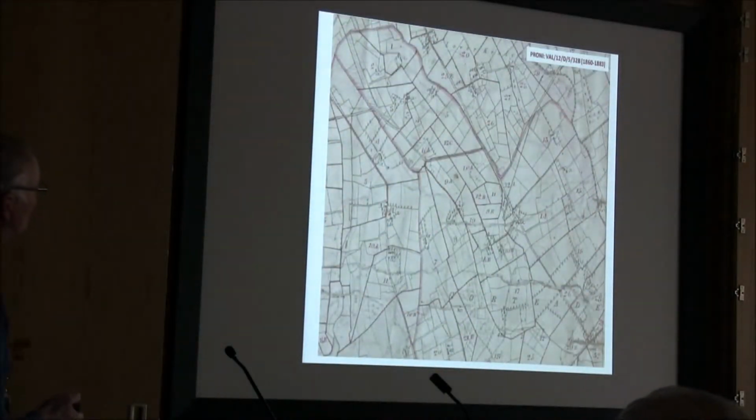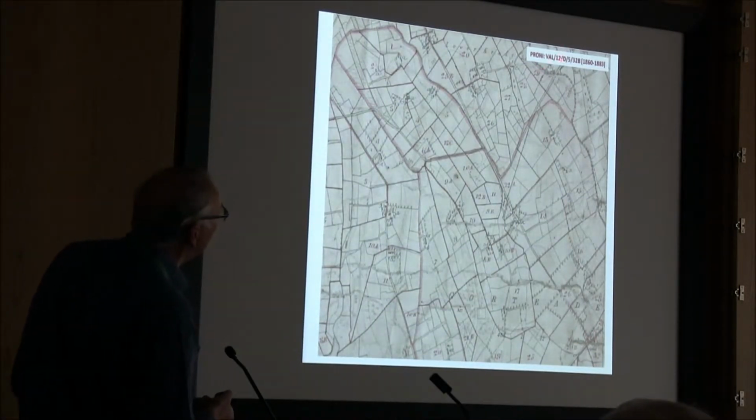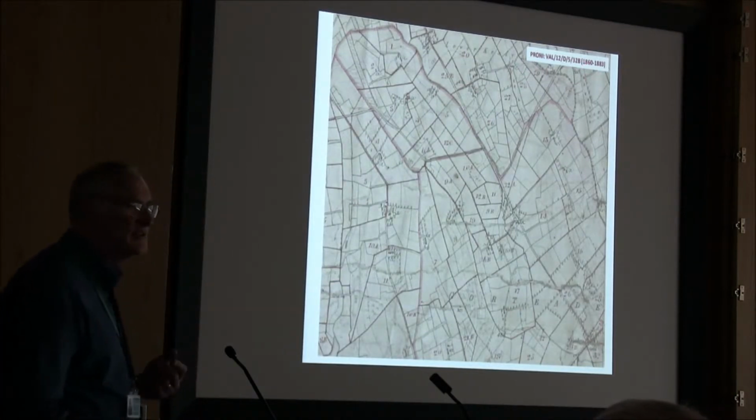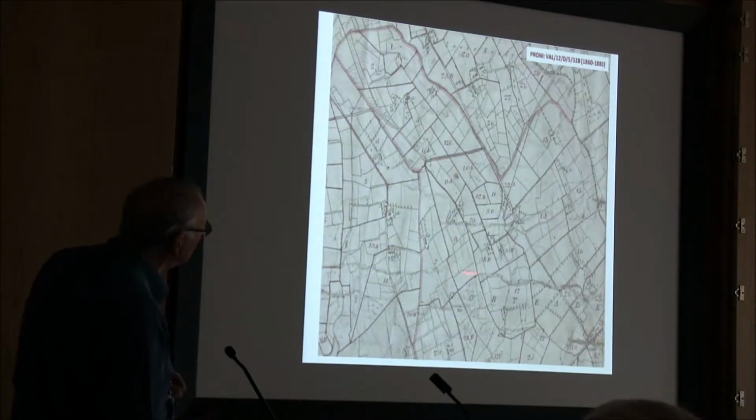Now look at what it says at the top. PRONI Val 12D5 32B 1860 to 1883. So it's covering that period. And it's not too bad. It's not the best map in the world, but it's reasonable.